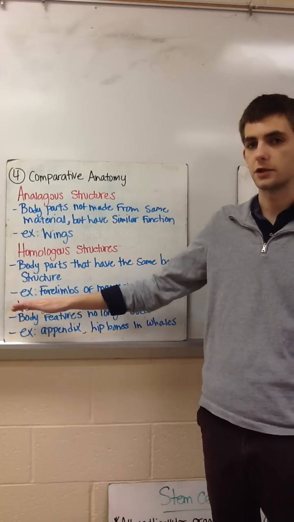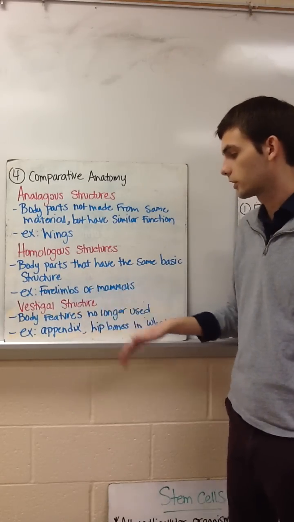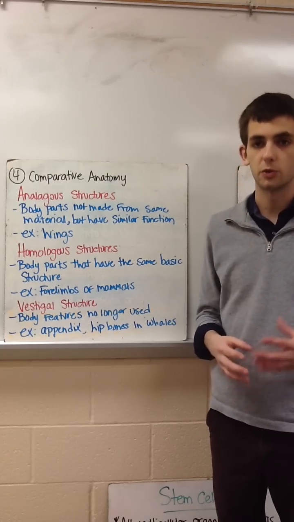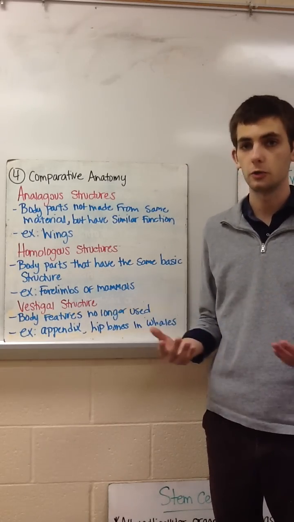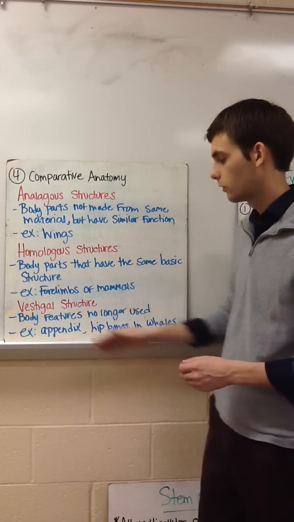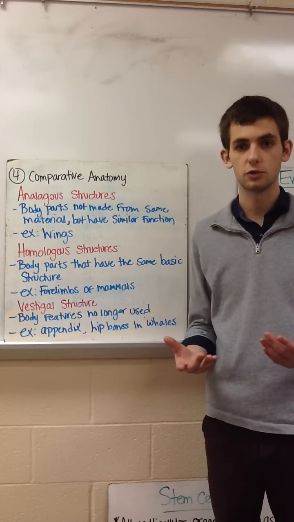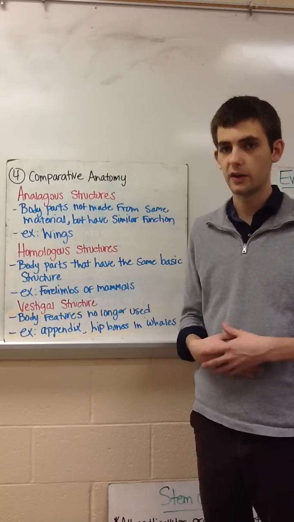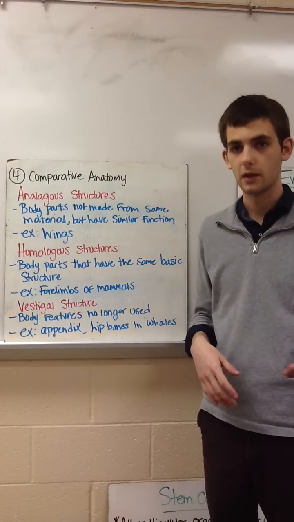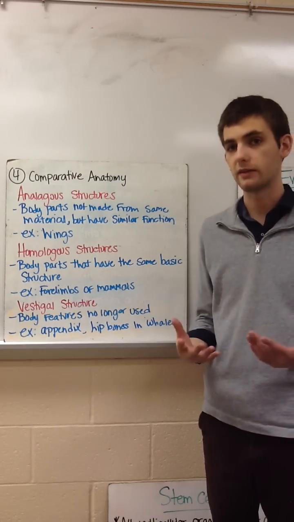And the last type of structure is what we call a vestigial structure. And these are body features or structures that are no longer used by modern animals. So for example, in humans, an appendix would be an example of a vestigial structure. It doesn't have a known function. You can also live without it, but it's still present.